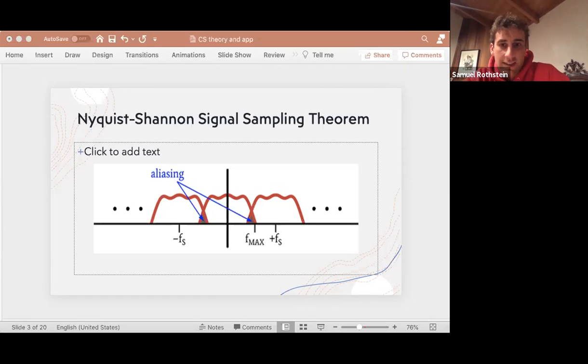I just want to mention that the Nyquist-Shannon signal sampling theorem is a really important theorem in the field of digital signal processing. And what it does is it serves as a bridge between continuous time signals and discrete time signals.